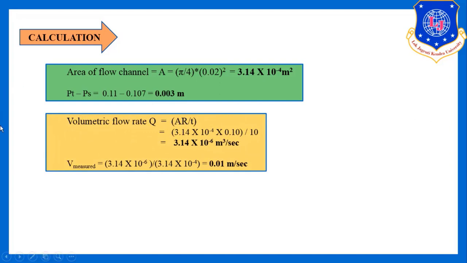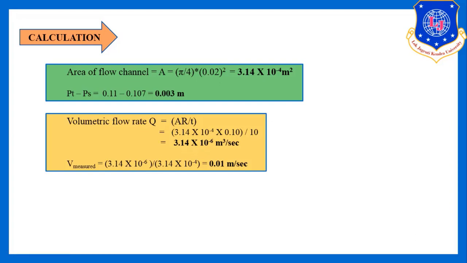Now in the next step we have to calculate the volumetric flow rate Q. Volumetric flow rate Q is A R by T. A is the area of the flow channel, R is the height which we have noted for the particular time period. That is 3.14 into 10 raised to minus 4 into 0.10 divided by 10. When you solve this, you will get the volumetric flow rate Q as 3.14 into 10 raised to minus 6 meter cube per second.